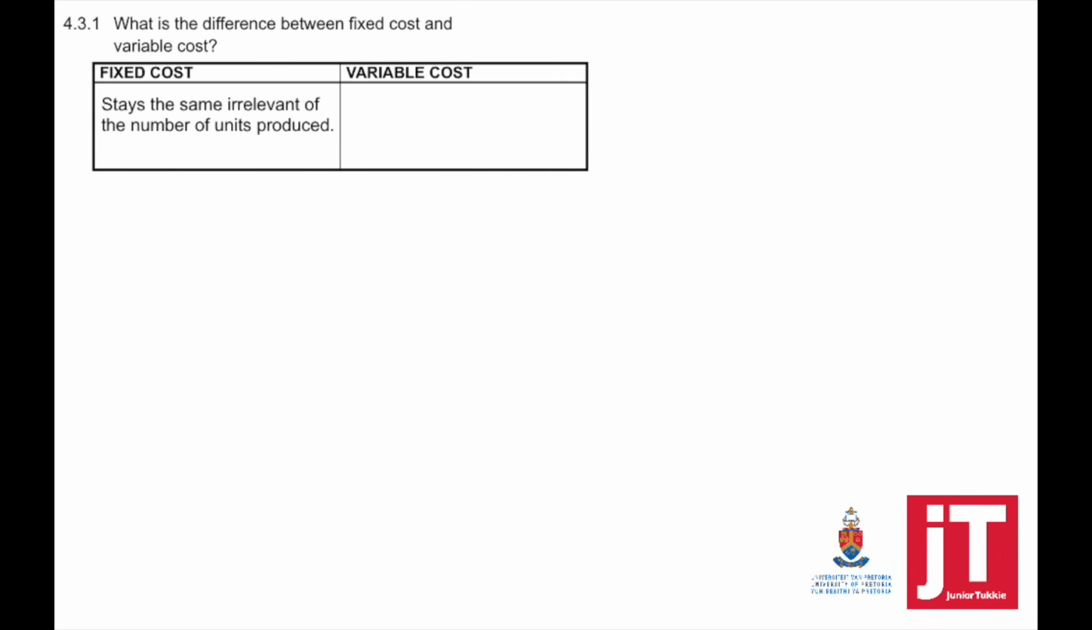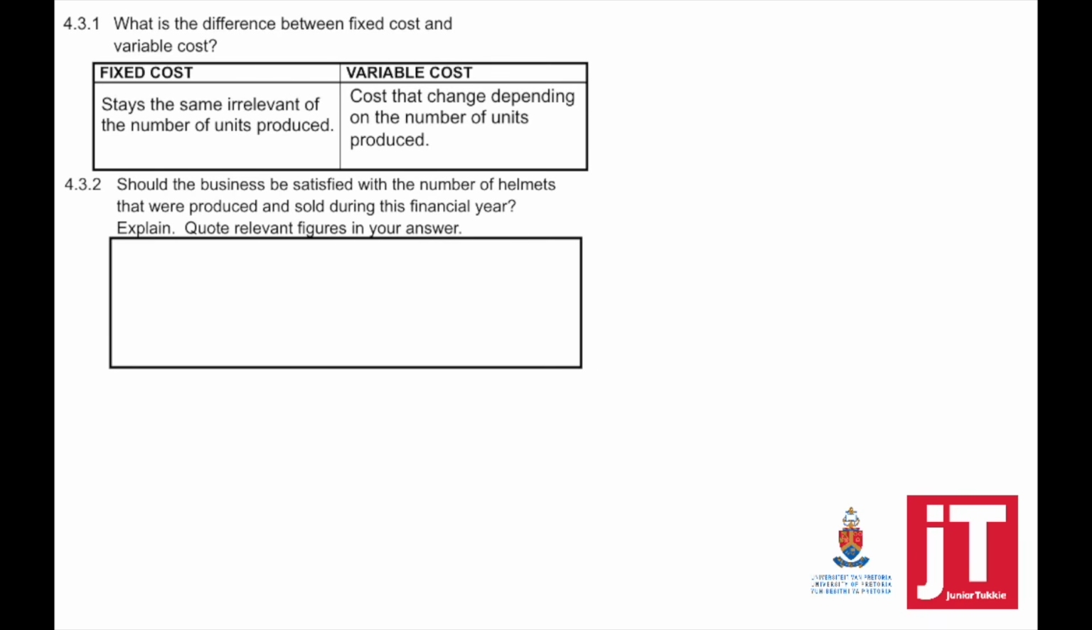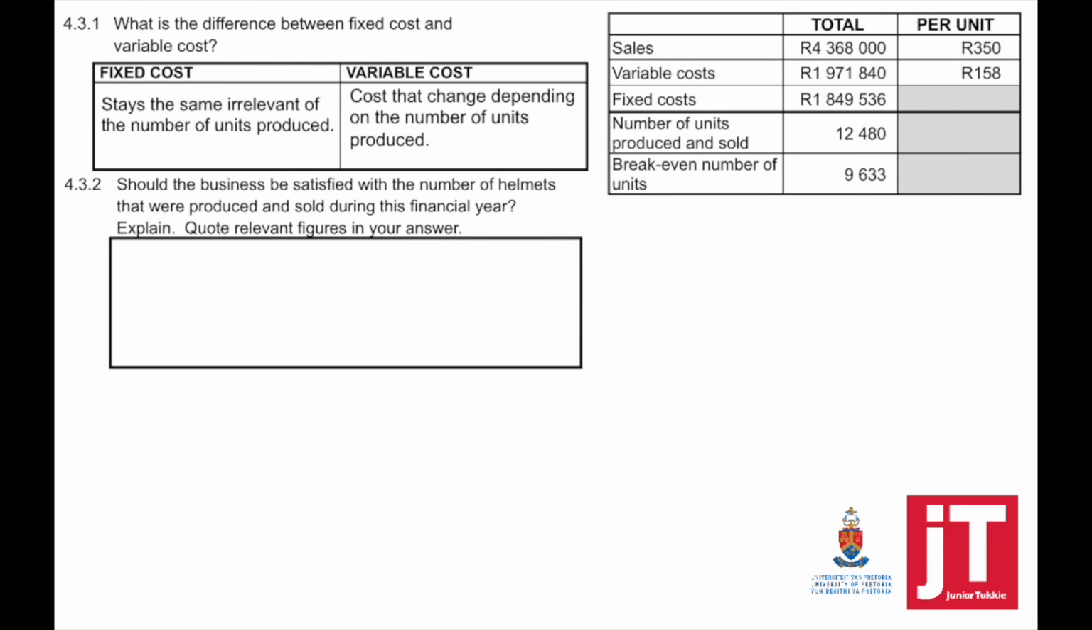If we look at what is the difference between fixed cost and variable cost, fixed cost stays the same irrelevant of the number of units produced, whereas if we're looking at variable cost, the cost changes depending on the number of units produced. Question 2, should the business be satisfied with the number of helmets that were produced and sold during the financial year? Quote figures. So can you see I don't have last year's figures to compare now to. So what we're looking at, we're just looking at the number of units produced and sold, and we're comparing it to the break-even point to see, are we breaking even, are we making a profit, or are we actually making a loss?